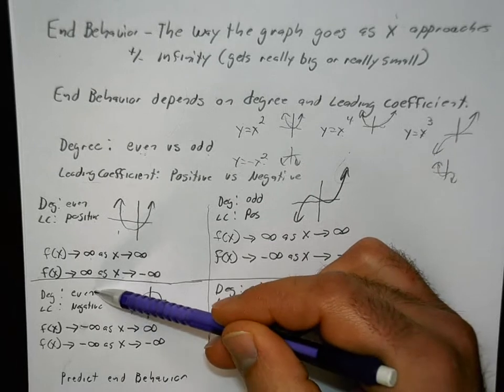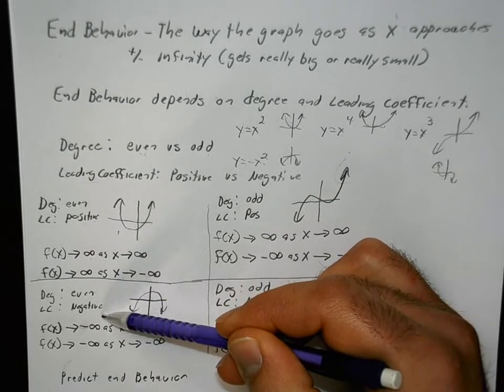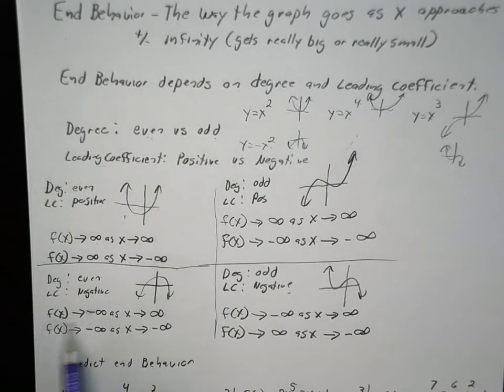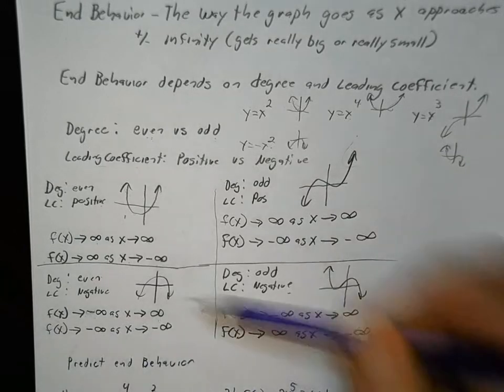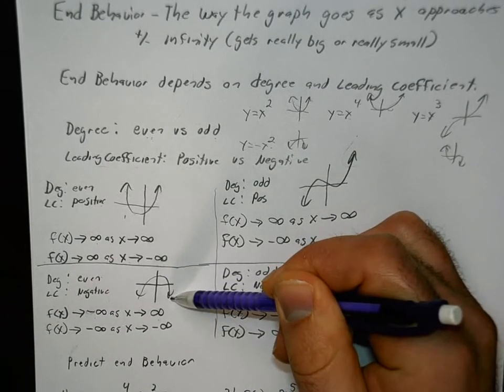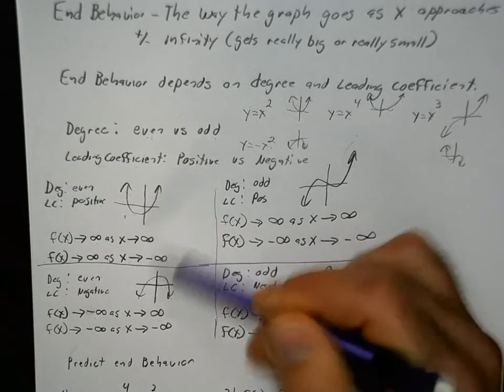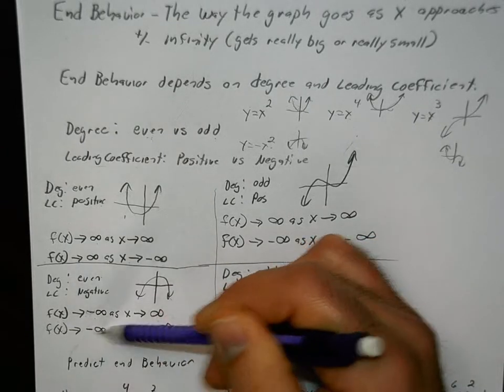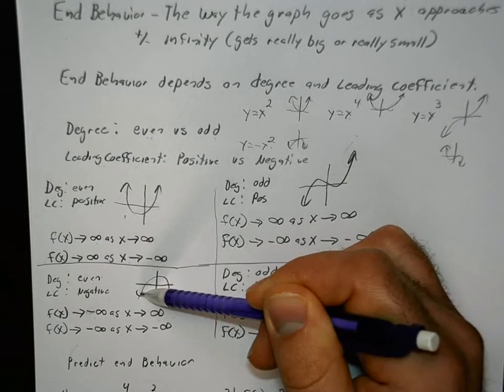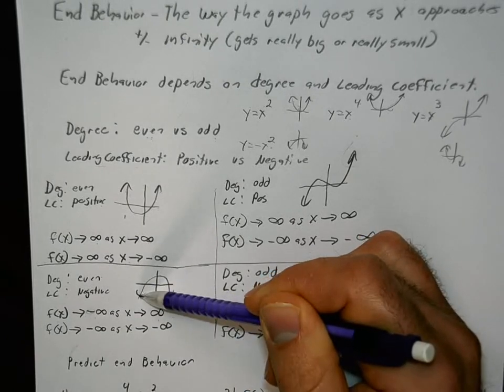If I have an even degree and a negative coefficient, remember it flips that graph. So my function approaches negative infinity as x approaches infinity. So as x gets bigger, my function values approach negative infinity. As f of x approaches negative infinity as x approaches negative infinity, on the left end as well.